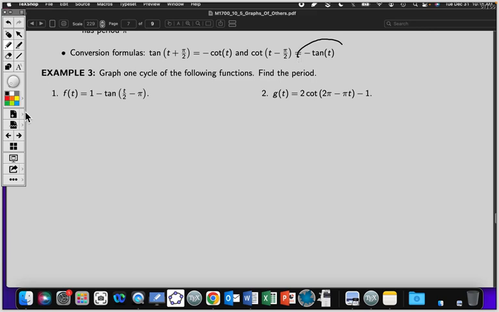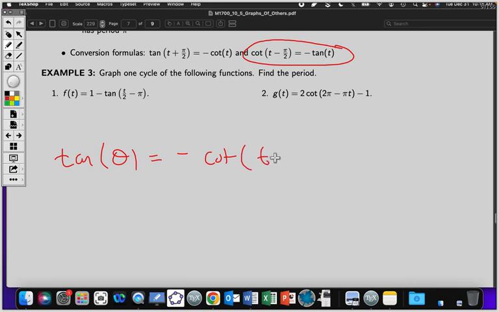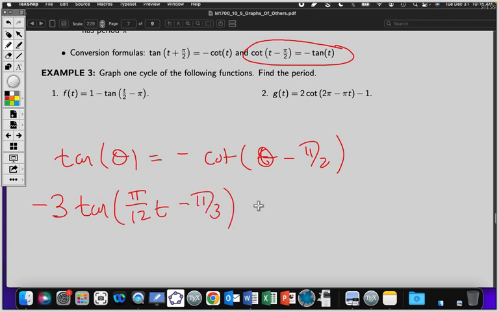So if we look at this formula here, for instance, if I rewrite this, this says that the tangent of something would be minus cotangent of that thing minus pi over 2. So another way we could get to this is if I look at my tangent, which was minus 3 tangent of pi over 12t minus pi over 3.